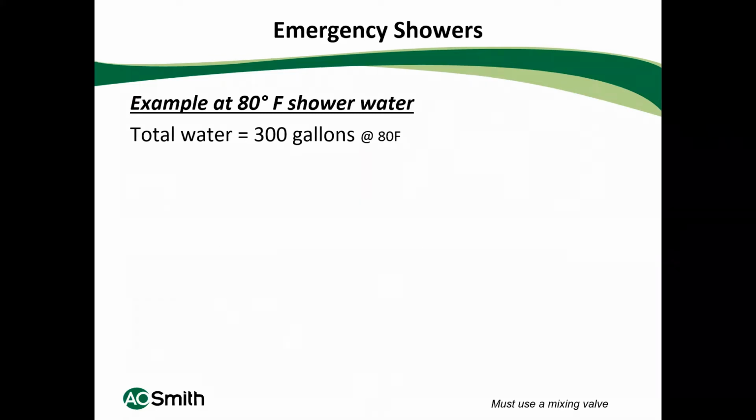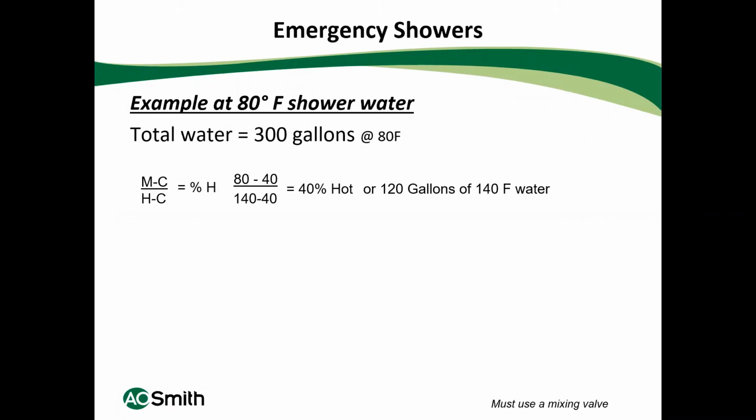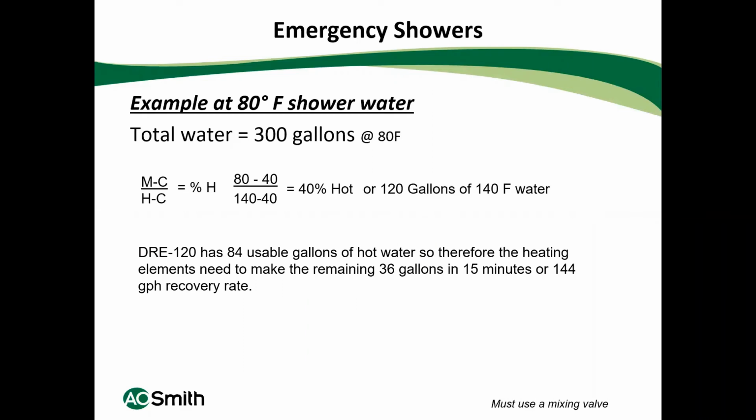A little bit different now when you go to 80 degrees, when you do your mixing formula. Now 40% of your water is hot, or 120 gallons. I have to switch up now to a different model, our DRE series. I step back for a second, the DEN 120 is only available up to 12 kilowatts maximum. So now you would switch to our DRE 120 model, still has 84 usable gallons of hot water.